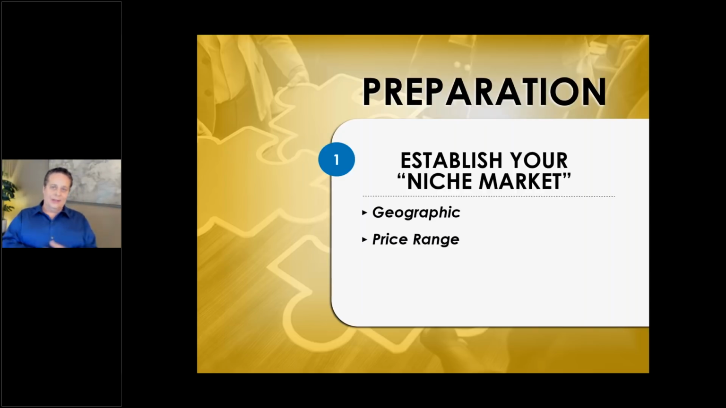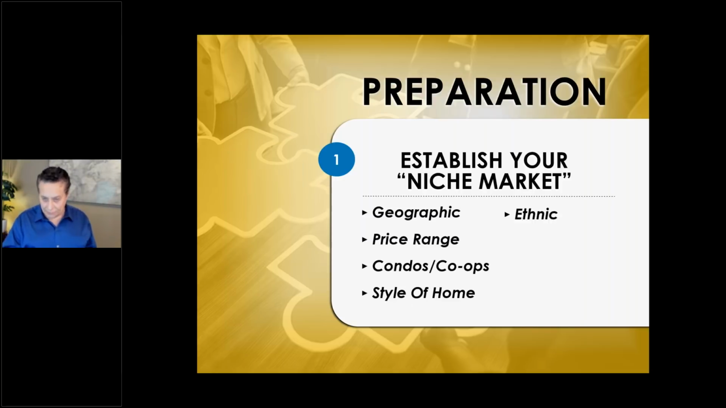You can do a price range. Let's say you're doing $1 million properties and there's only 50 in this one subdivision, but then in another subdivision there's another 50. So it's not geographic, it's price range. Condos and co-ops are a different animal. You need different skills and knowledge to understand how that works. You could focus on style of homes, contemporary homes versus traditional colonial type homes.